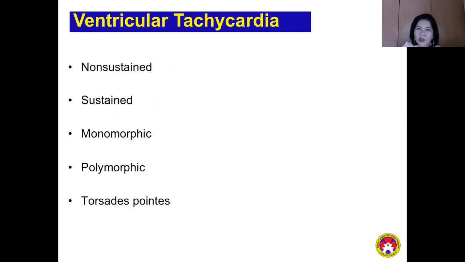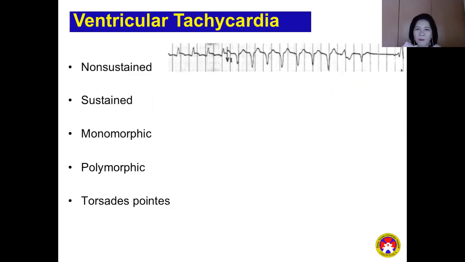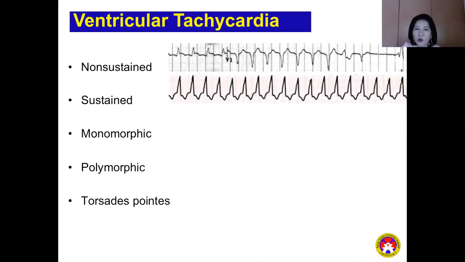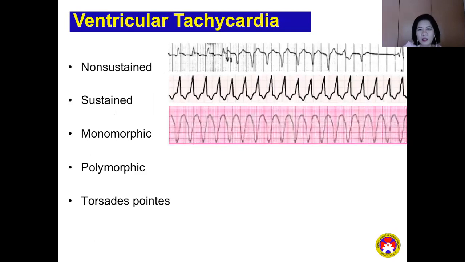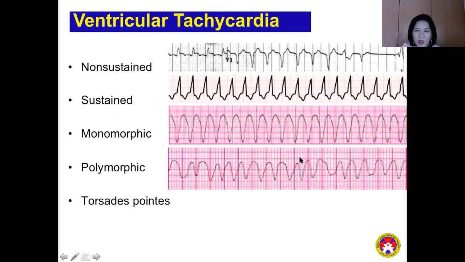So what are the different types of ventricular tachycardia? This is non-sustained ventricular tachycardia. You see here, this is normal, okay? And all of a sudden, the patient went into ventricular tachycardia. Or you can see it continuously, so you call it sustained. Now, if the form, the morphology, is the same, you call that monomorphic ventricular tachycardia. Okay, if they change, you call that polymorphic ventricular tachycardia.